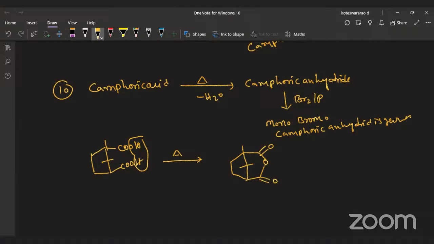This is the anhydride. Now, at the alpha position of this carbonyl, the anhydride C double bond O group, it is substituted with the methyl group. But at the second one, this is another C double bond O group. At the alpha position, one hydrogen is there. Whenever it is treated with bromine in presence of phosphorus, this hydrogen is replaced with the bromine.